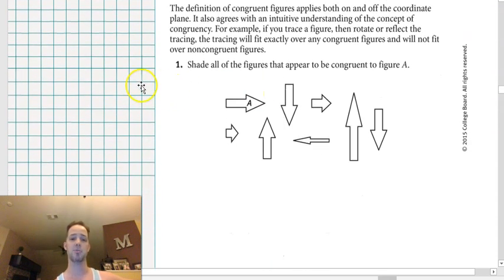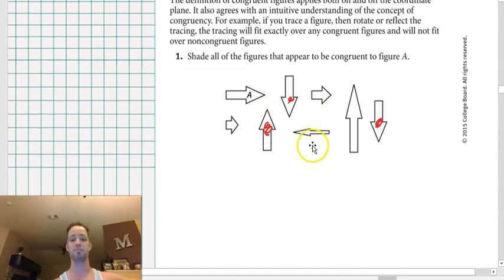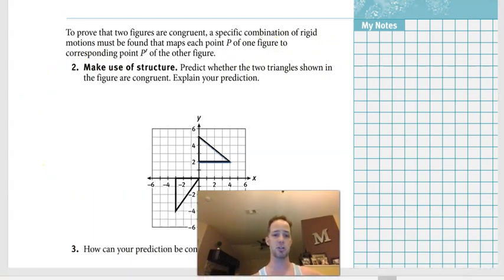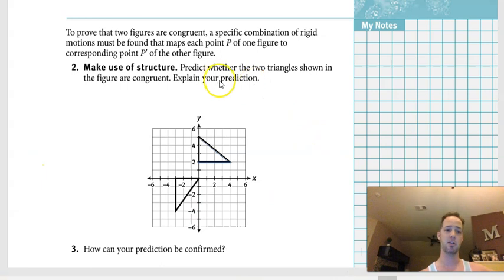So looking at question 1, it says shade all the figures that appear to be congruent. And how could we check these? So it looks like this one here, here, here. All of those look to be congruent to A based on the fact I could do a sequence of rigid transformations to map A on top. To prove two figures are congruent, a specific combination of rigid transformations must be found that maps each point P of one of the figures to the corresponding point P prime of the other figure.